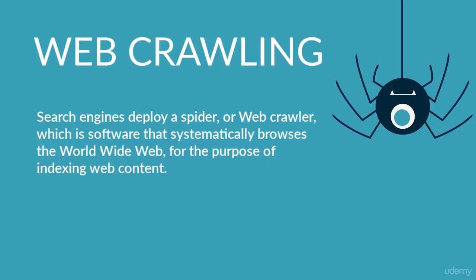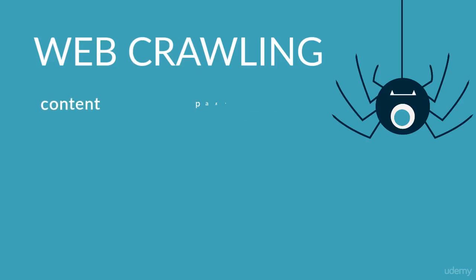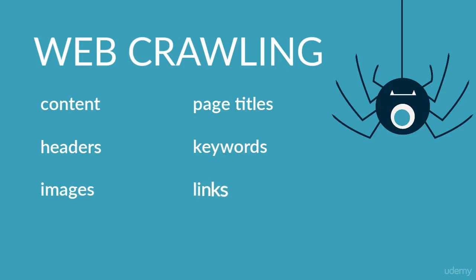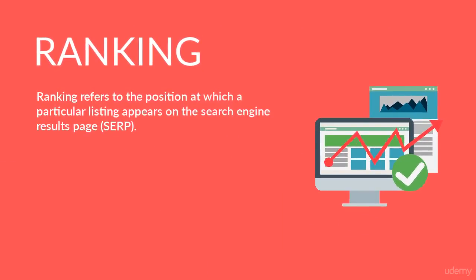Spiders quickly and frequently scan sites and compile a list of everything presented on the site, including content, page titles, headers, keywords, images, link pages, and much, much more. The second function of search engines is indexing. In this step, the bot processes all of the information it gathers and compiles a massive index of the words and their respective locations. The last function is providing users with a list of relevant results based on their search.